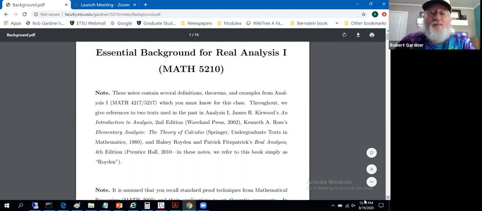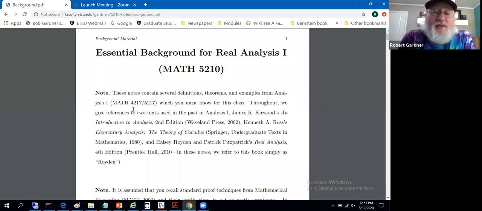graduate course. So statements of definitions, theorems, a handful of examples from Analysis 1, our math 4217 or 5217, cross-listed senior level graduate course. The two texts I've depended on, texts used in the Analysis 1 class, are Kirkwood's Introduction to Analysis. I taught that Analysis 1 class throughout most of the 90s and into the 2000s. And the book I used was this Kirkwood book. It's a thin book. It's an excellent book. It's got all the basic stuff in it.